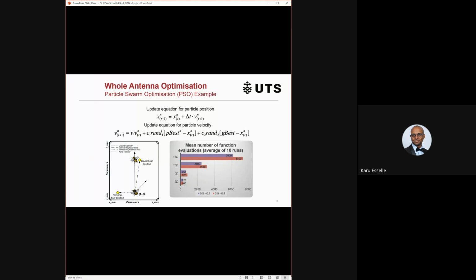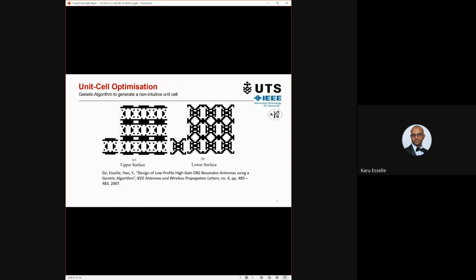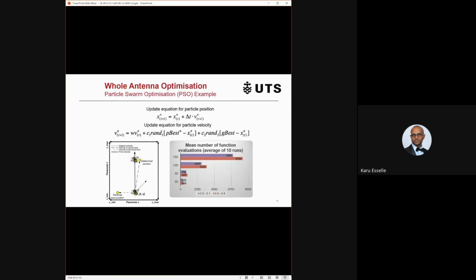So that is not a lot of things, but that is a large antenna with periodic structure, right? Then we were designing smaller resonant cavity antennas. We have to optimize the whole antenna because there's no unit cell. Unit cell method doesn't work, because the antenna itself is very small, one lambda, two lambda. So we were looking for other methods.